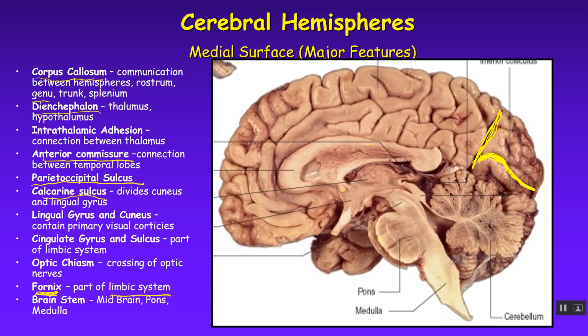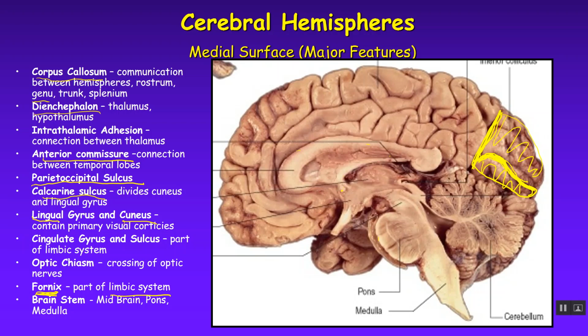That defines the borders of several gyri in the occipital lobe. The lingual gyrus, which is this area right here, and lingual means tongue-like, and it looks kind of like a tongue, you know, sticking your tongue out, right? I guess you've got to imagine it. And then the other part, this region right up here above that calcarine sulcus, this whole area here is called the cuneus. Okay?